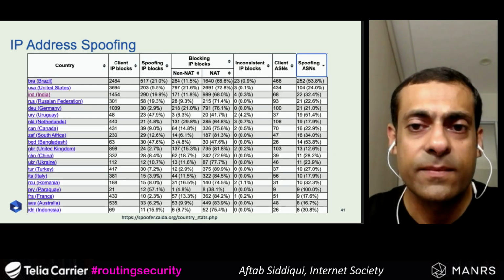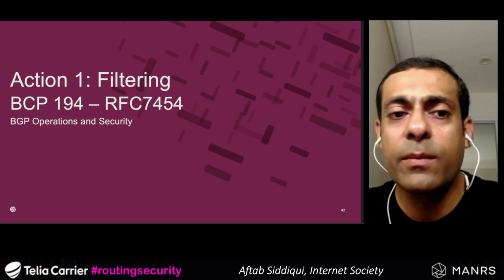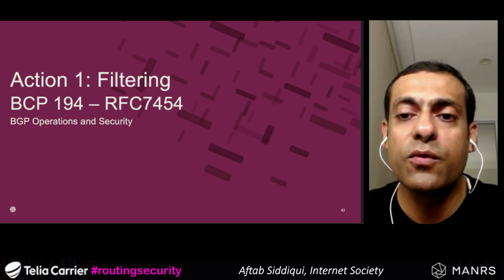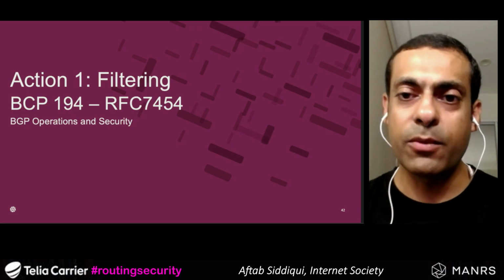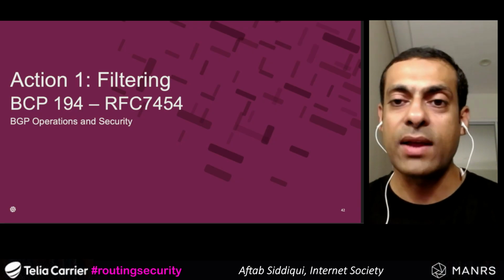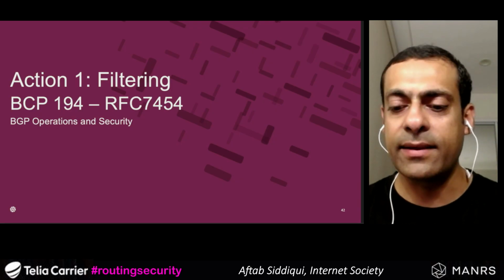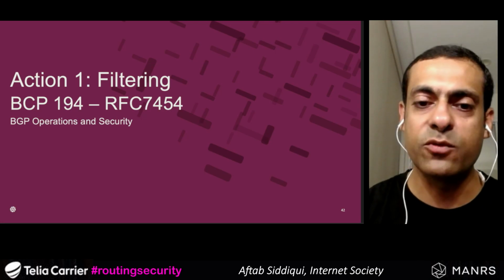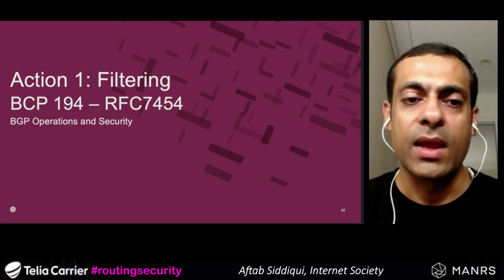Again, this is the list. Now, let's talk about how to fix these problems. So we learned about the problem: there's route hijack, route leak, and IP spoofing. So how do we fix this problem?